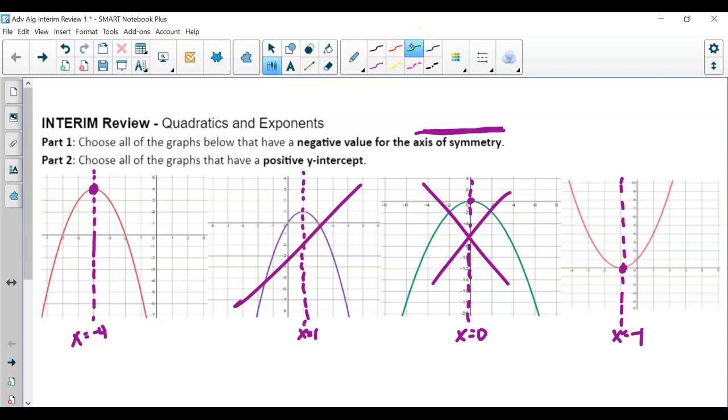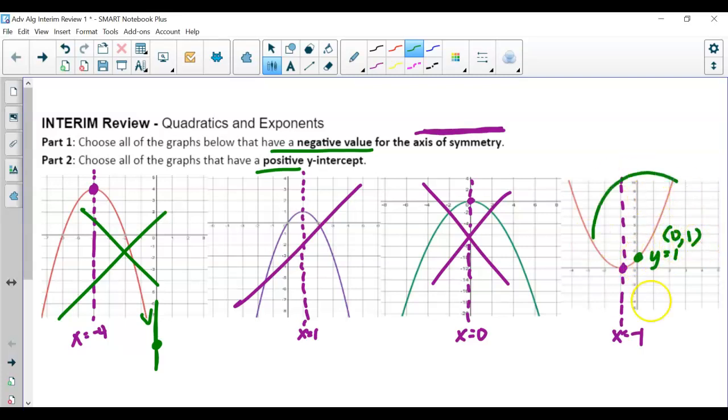Now we're looking to see which has the positive y-intercept. Notice here's our y-axis. Well, this graph is going to keep going and eventually cross somewhere below in the negative, but we need positive. So let's check the last one. Here's our y-intercept right here at y is equal to 1, or at the point (0, 1). So this is that negative axis of symmetry, but a positive y-intercept.